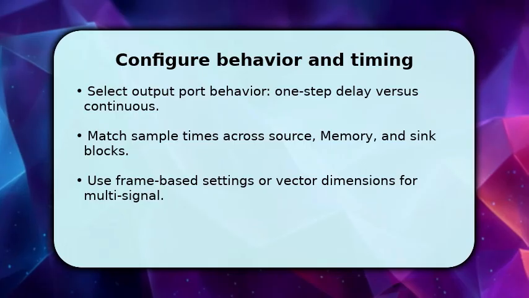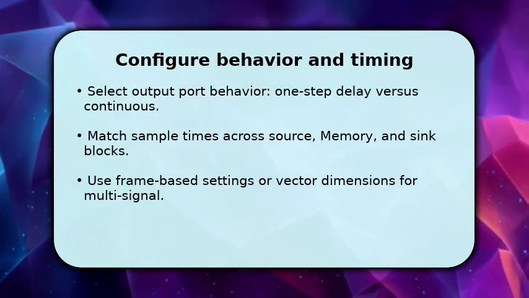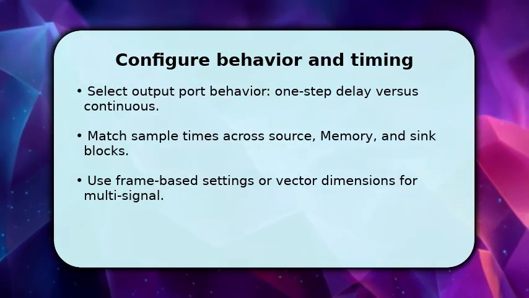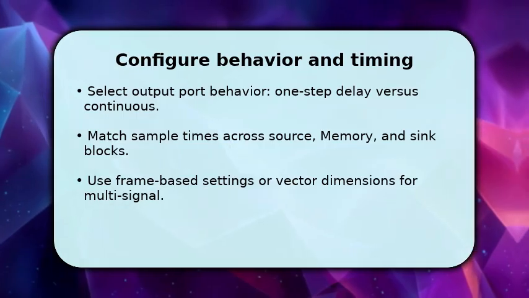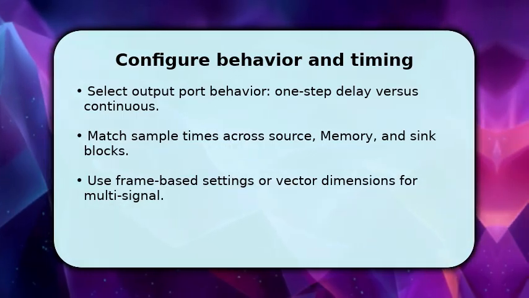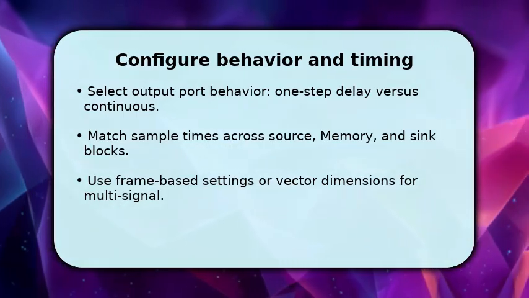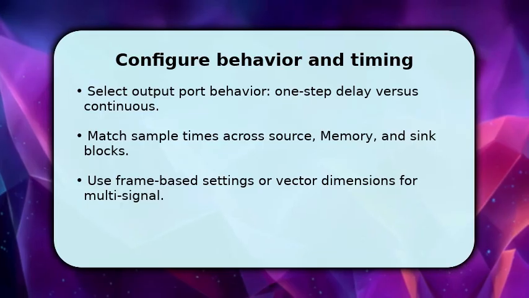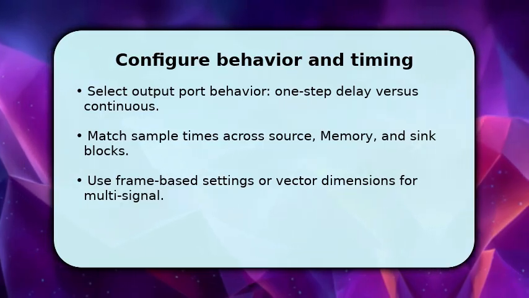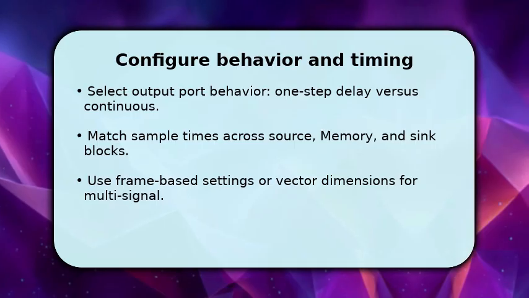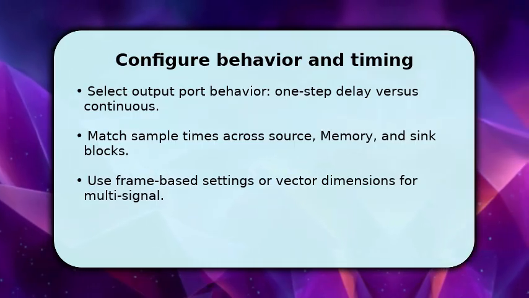Next, configure the memory block's behavior and timing so it behaves correctly within your system. You should choose whether you need a one-step discrete delay or continuous memory semantics. This affects how the block updates. Once done, match sample times across the source, memory, and sync blocks to prevent rate transition issues.